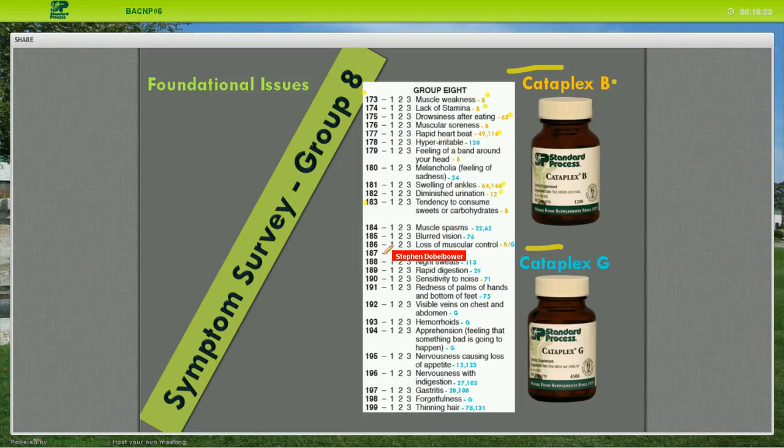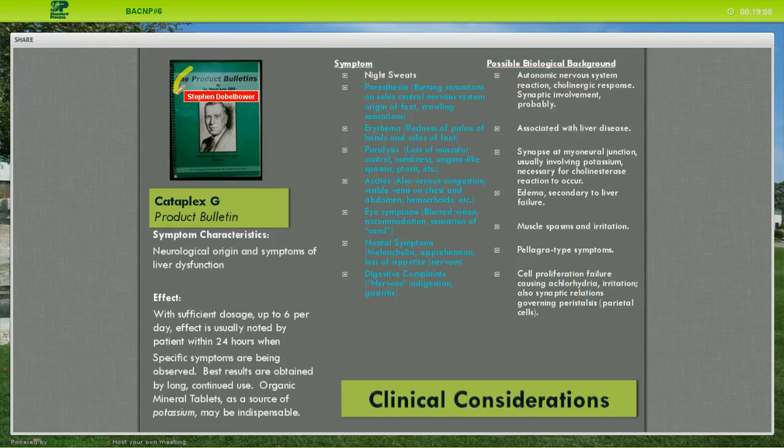And as well, numbness here, 187, is also repeated in the symptom survey as number 56. Tends to be a little bit more of a B vitamin problem. So if you're just taking a quick perusal of the symptom survey, you can make a generalization that if they're answering questions more on the upper half, that's a Cataplex B problem. And if they're answering questions more on the lower half, that's a Cataplex G problem. So you can see all the ones that just have B's or G's by their name. These are unique new questions to the symptom survey, and they virtually all came from the product bulletin, from the symptom setups in the product bulletin.